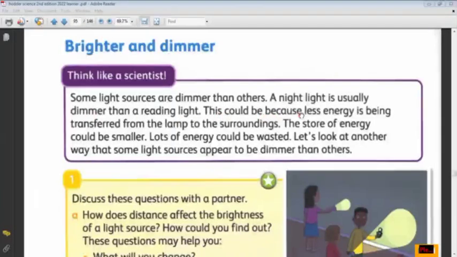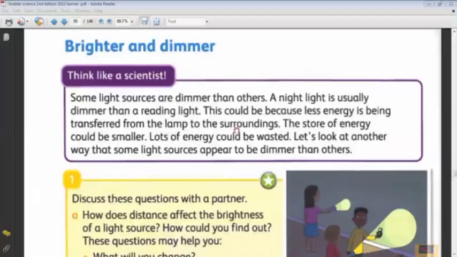This could be because less energy is being transferred. What makes the light dim and what makes it bright? When the amount of the energy transfer is small, the light will be dim. And when the energy transfer is big, the light will be bright. So this could be because less energy is being transferred from the lamp to the surrounding. When the energy transfer from the lamp to the surrounding is small, the light will be dim. When the energy transferred from the lamp to the surrounding is big, the light will be bright.